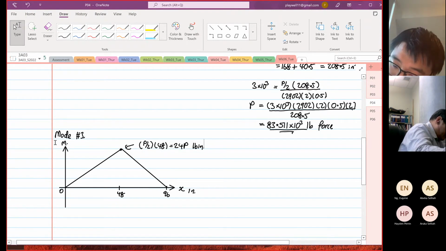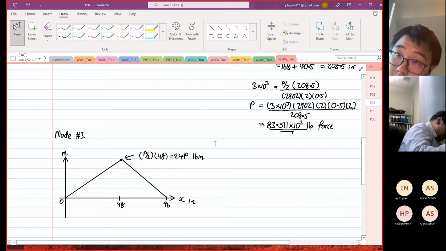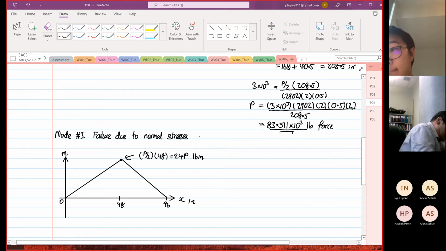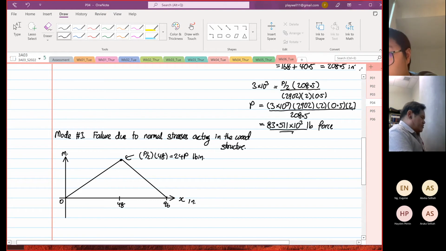Okay, so mode 3 is failure. I do apologize, I'm rushing too quick. Mode 3 is due to failure due to normal stresses acting in the wood structure. Okay, so we know that the maximum bending moment is 24 P pound inch.